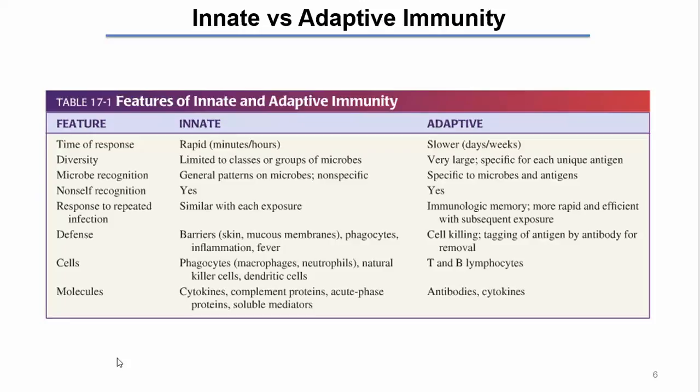B lymphocytes make antibodies that tag the antigen, that allows the phagocyte to grab it and eat it. So phagocytosis is a huge and important part of understanding immunity in general.